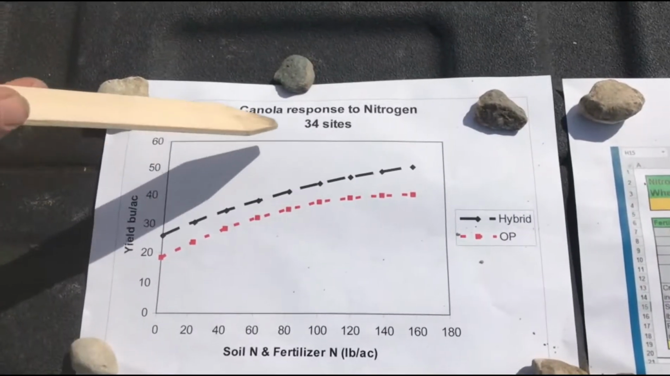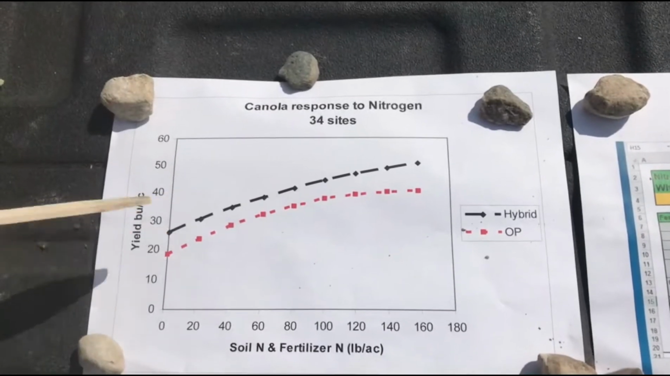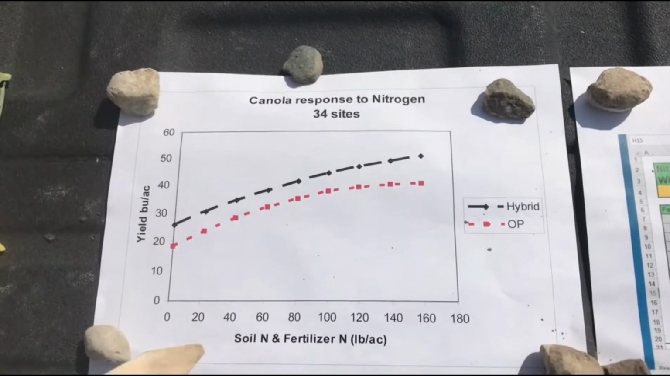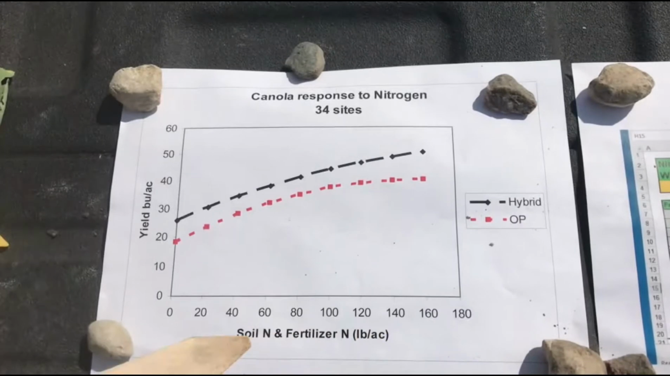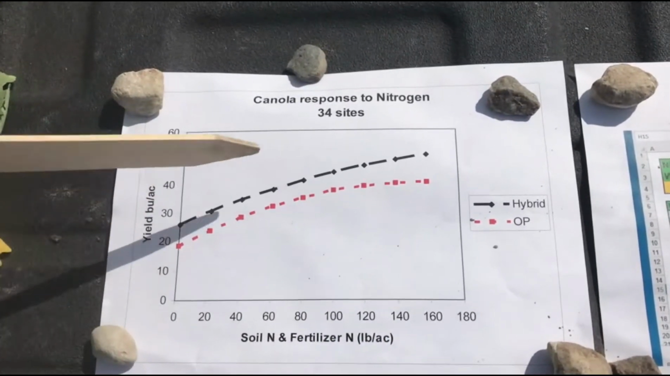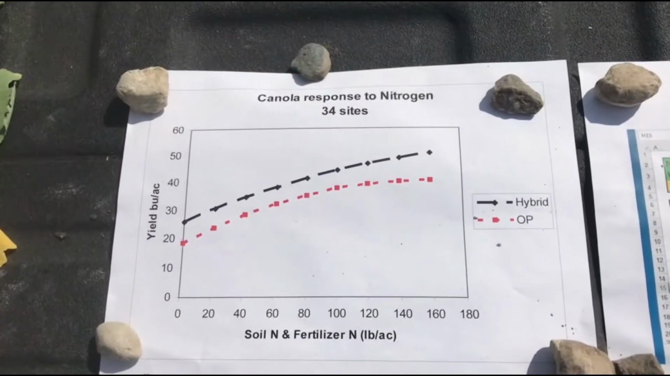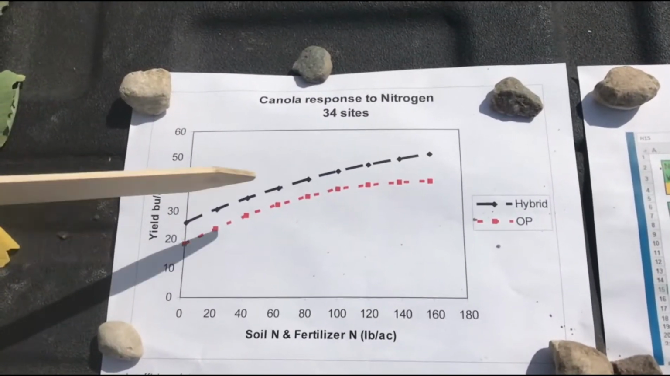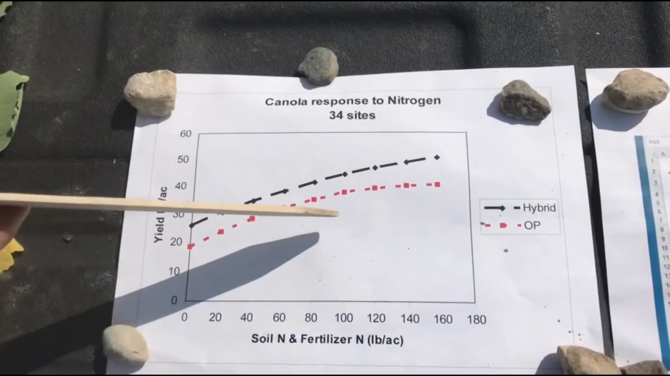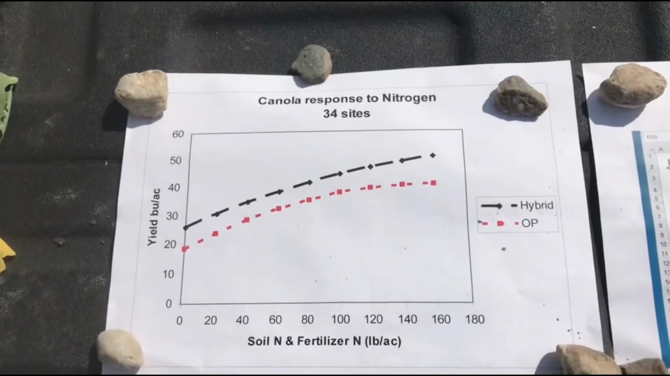needed data. So we had from Westco 34 sites comparing hybrid versus open pollinated canola with the amount of nitrogen required here and the average yields in the graph. So at highest nitrogen, we were producing over 50 bushels average with the hybrid. The open pollinated canola had not as high yield potential, and it flattened out at an earlier point.